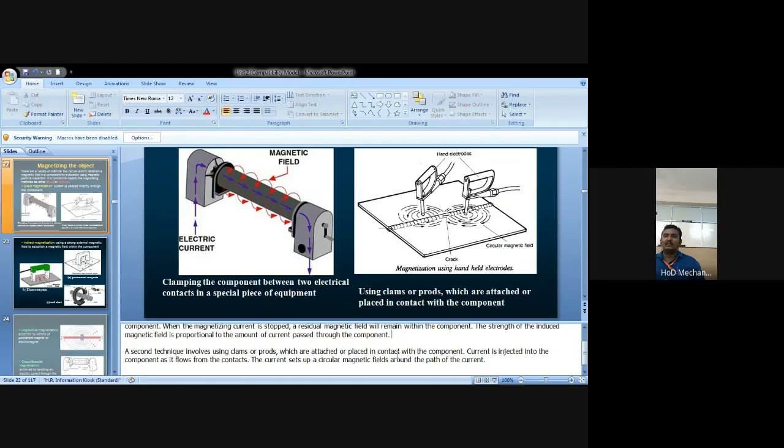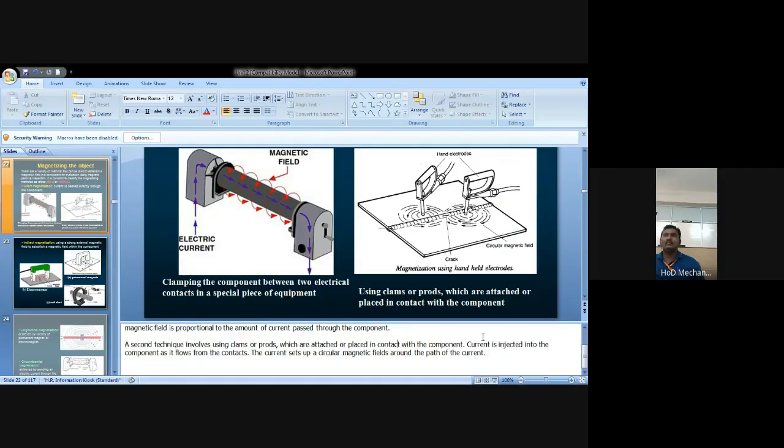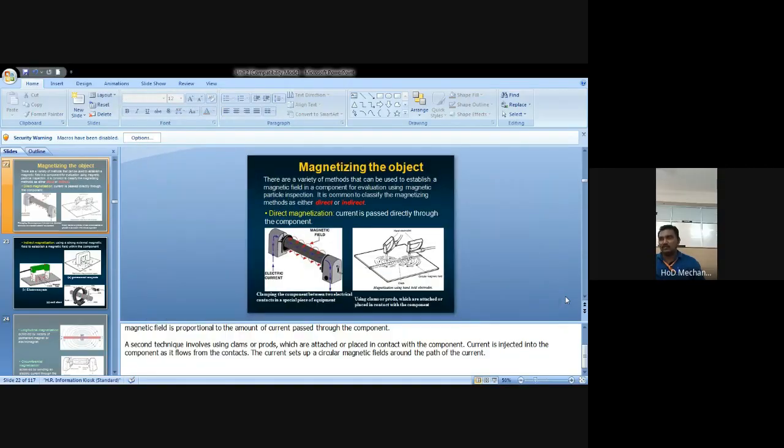The second technique involves using a clamp or probe which can be placed on the contact of the specimen you have to test. By using this probe, the current is injected into the component as it flows from the contact. The current sets up a circular magnetic field around the path of current. Okay, so those are the two types.